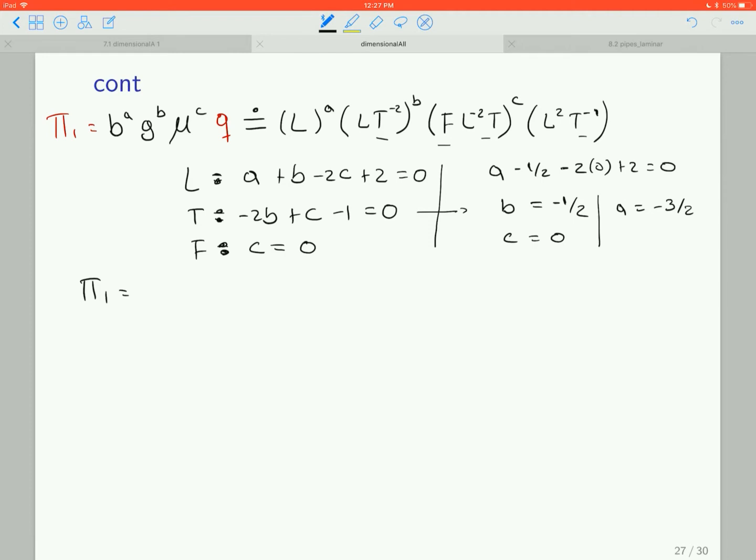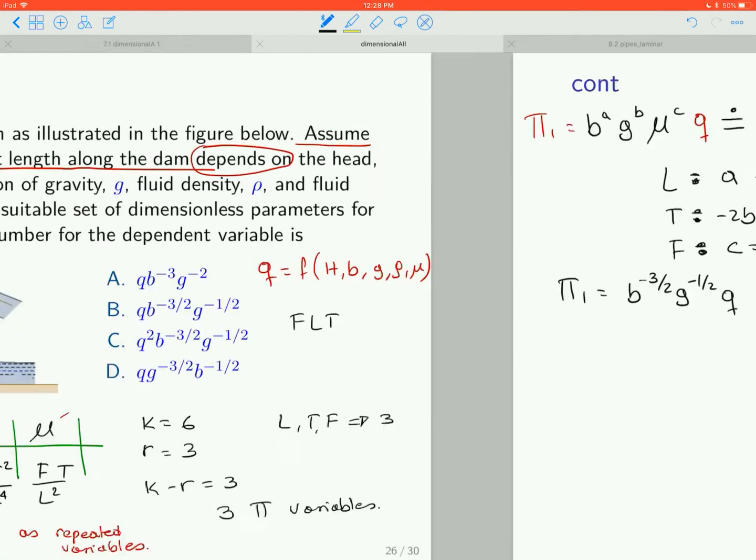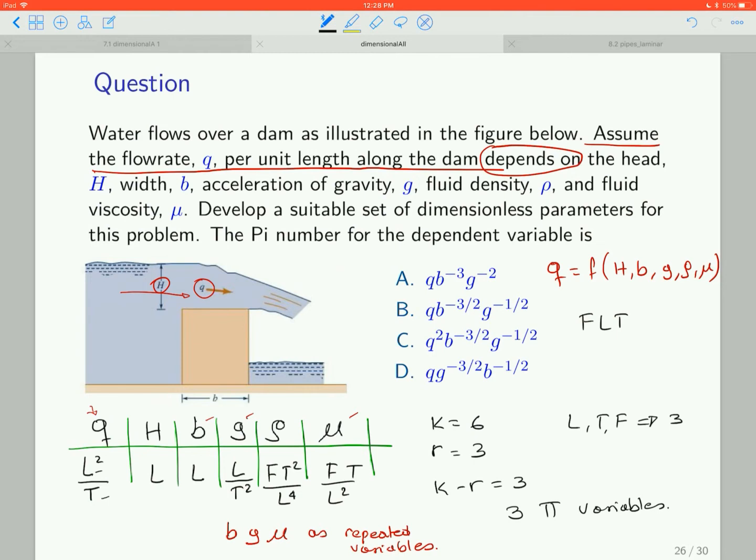So therefore we can write that pi 1 is equal to b to the A, g to the B, mu to the C multiplied by Q, which is equal to b to the minus 3/2, g to the minus 1/2, and Q. So this is the final result.